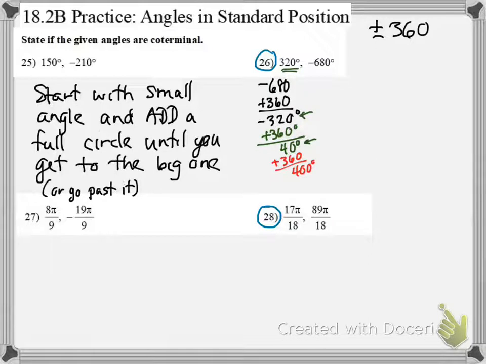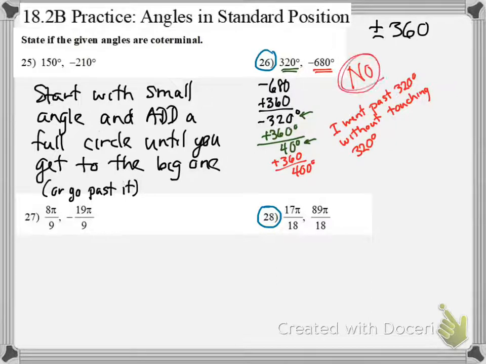I went past 320 and I never touched 320. You don't have to write the explanation, but I wanted it there so you could look at it later. I went past 320 degrees without touching 320 degrees. So are these two coterminal to each other? No, they are not. You cannot just write yes and no on these answers. You have to have something to back it up.